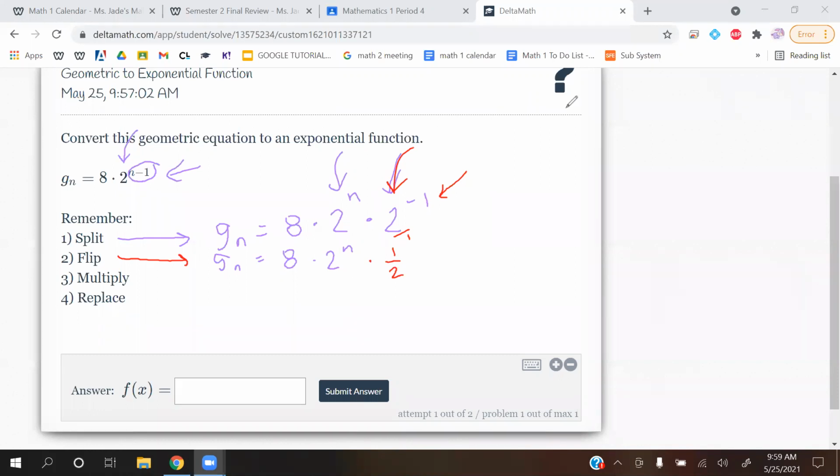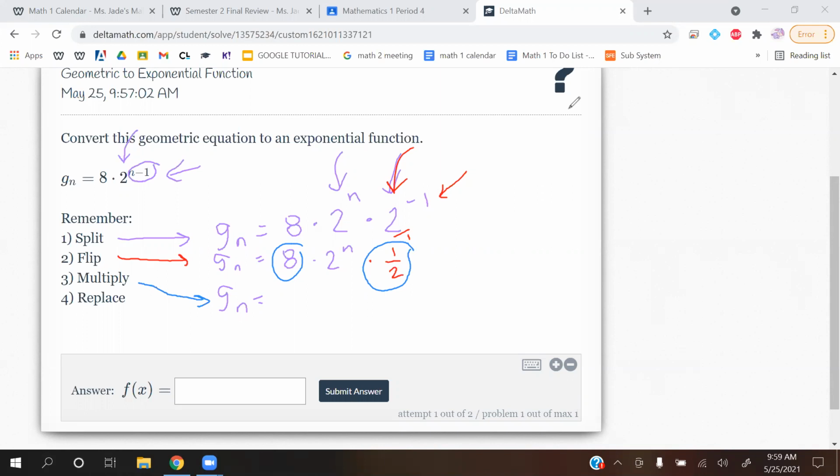And for the next step is multiply. So I'm just going to scoot it down a little bit. What are we multiplying? Let me rewrite things in purple first. Okay, the things you are multiplying are the 8 and the 1/2. So essentially, what is 8 times 1/2?